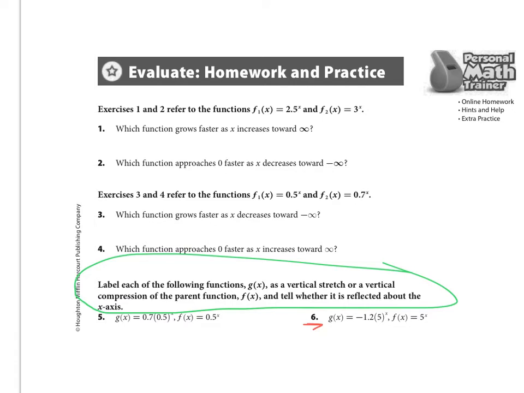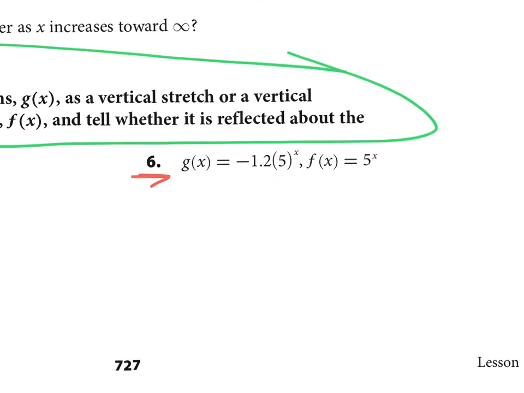It says label each of the following functions g of x as a vertical stretch or vertical compression of the parent function, and whether it's reflected about the x-axis. I'm going to look at it graphically or using the equation, but again, you can look at the graph itself, graph it on your calculator, the two, and compare them. So here's the original. What's happened?